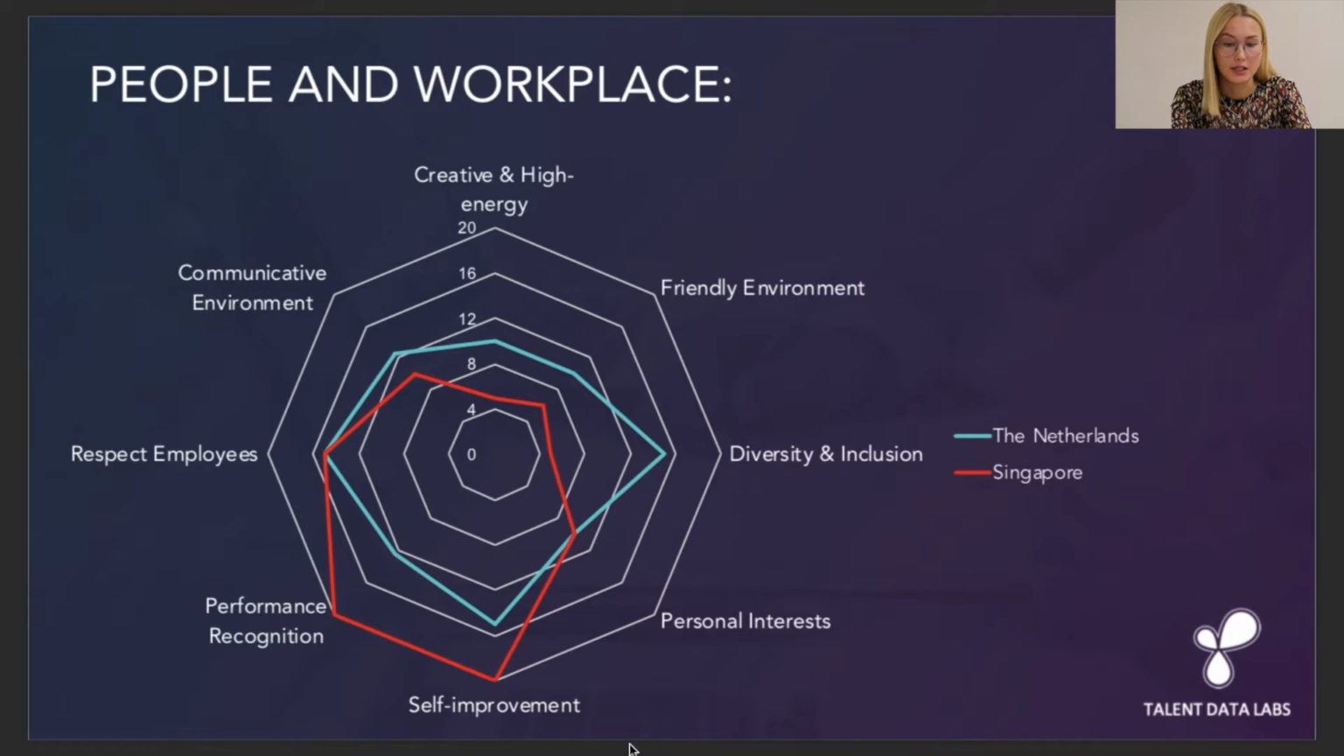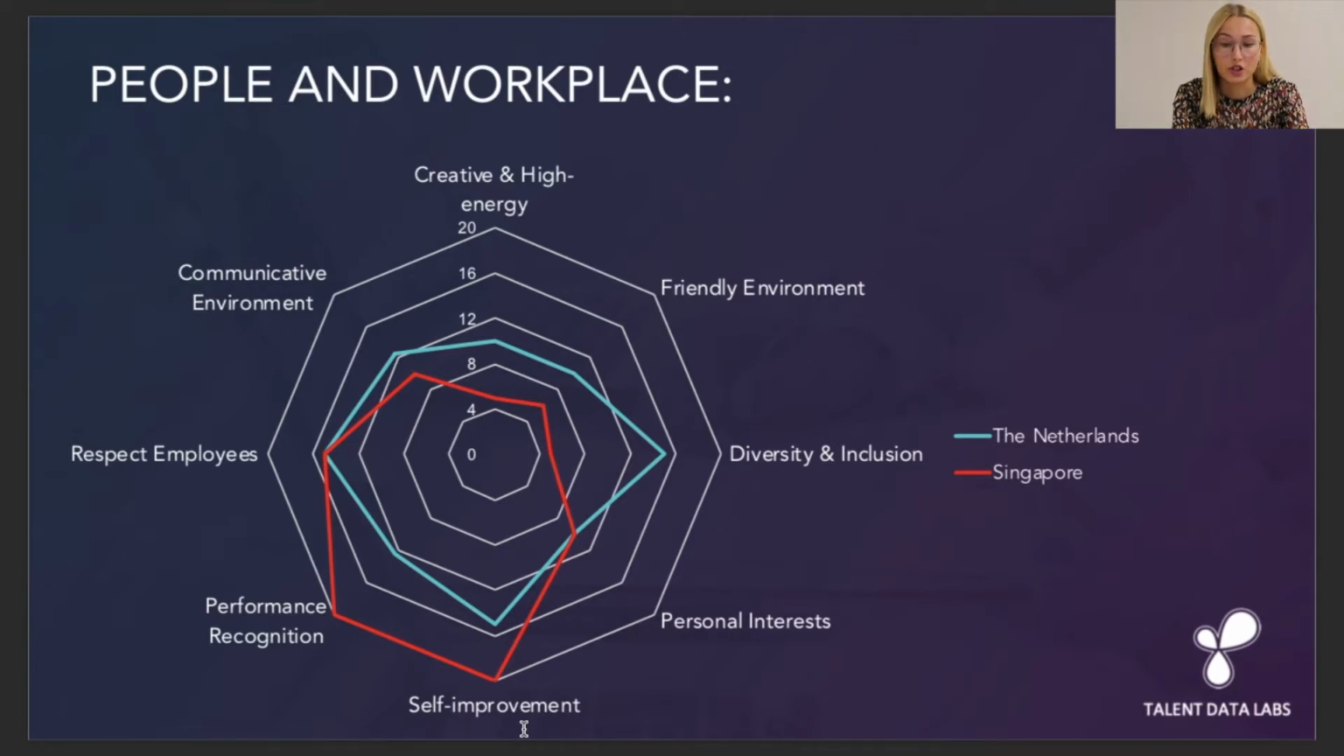From this chart, you can see that the Netherlands team values diversity and inclusion more, while the Singaporean team places more importance on performance recognition and self-improvement opportunities. So we see here the problem of mismatch. So what's the possible solution? Well, the company can change the self-improvement opportunities for the Singaporean office. For example, they can give employees the opportunity to take courses and seminars to improve their skills.